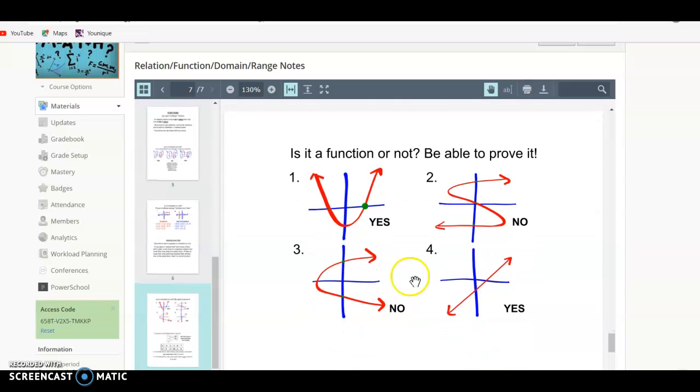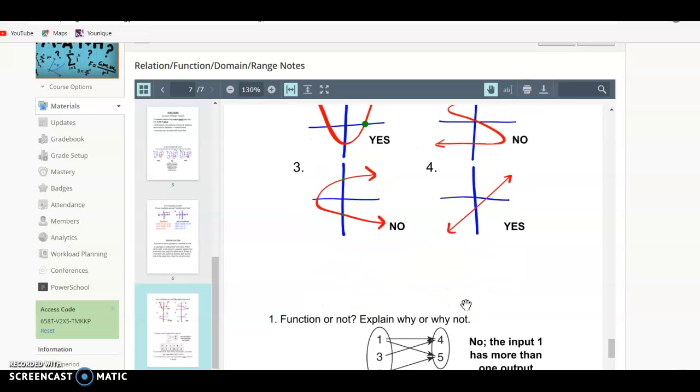So let's look at these. If we took our pencil and laid it down, number 1, yes, it's a function. Number 2, no, it's not a function. Number 3, it would hit here, it would hit here and here. So no, it's not a function. Number 4, yes, it is a function.